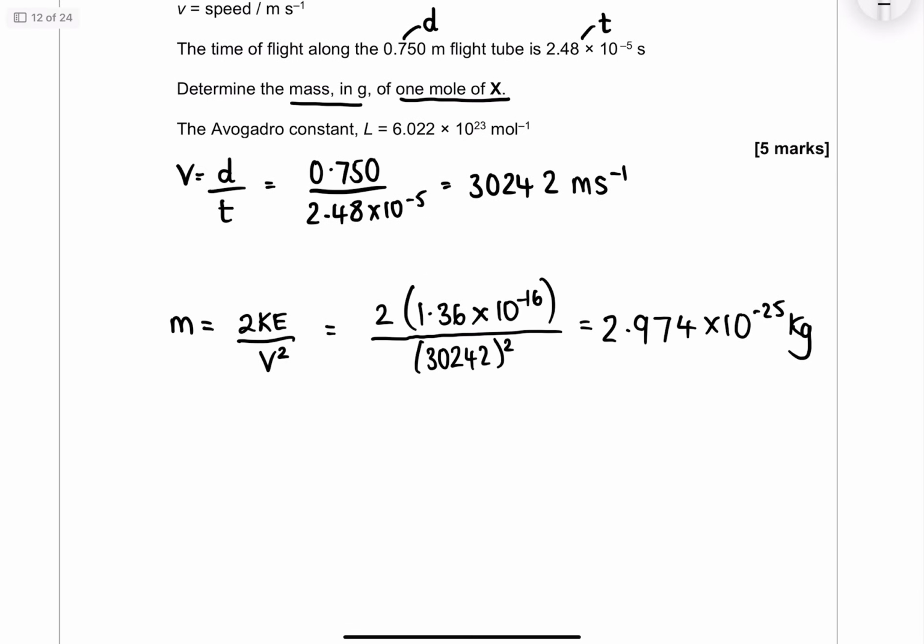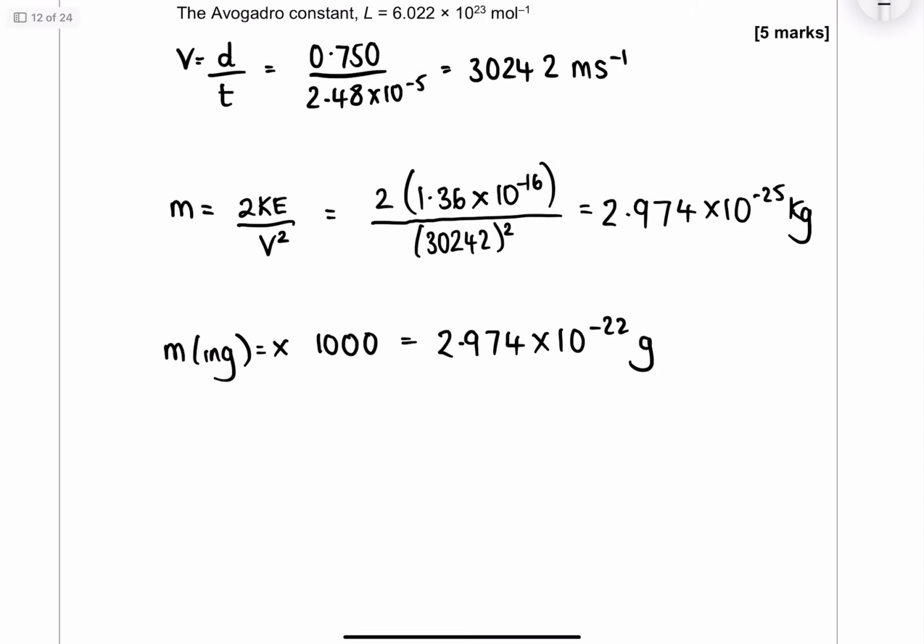So I need to get it in grams for 1 mole. So the mass in grams is, we're going to times by 1,000. So you can just press answer times by 1,000 on your calculator, 2.974 times 10 to the minus 22 grams. That's still of 1 atom.